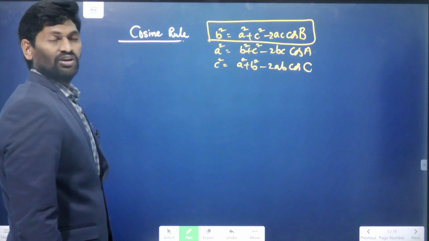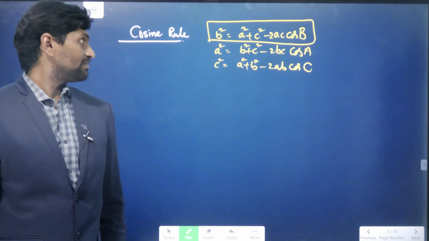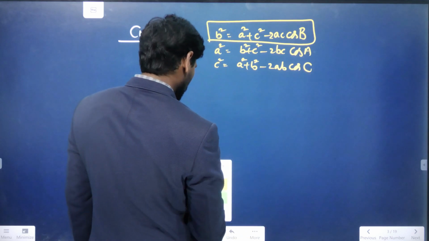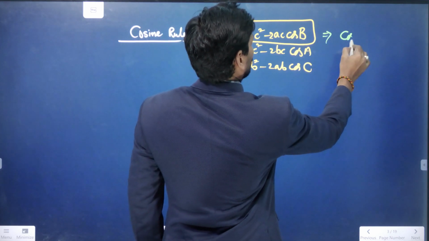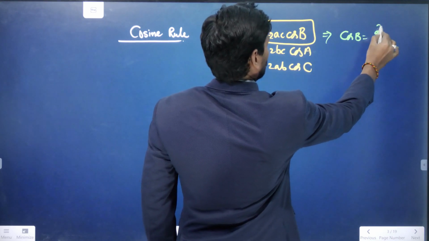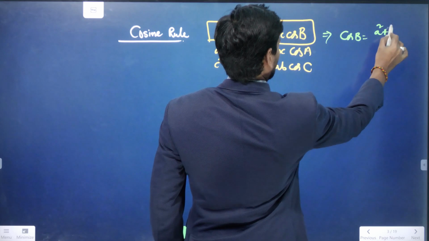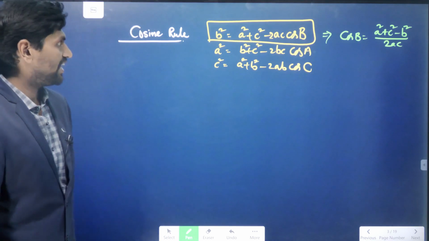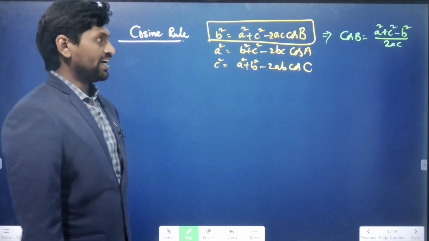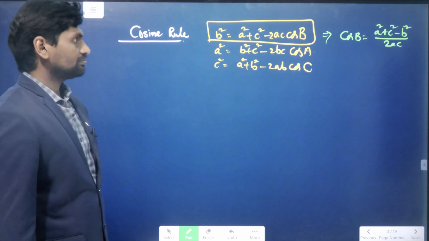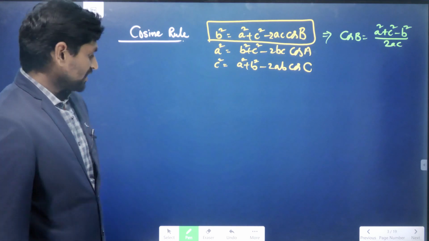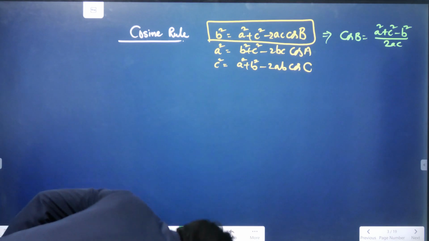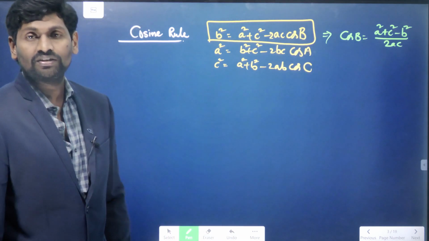Okay? b square equals a square plus c square minus 2ac cos B. Or else we can represent this as cos B equals a square plus c square minus b square by 2ac. Right. We don't need to derive this; we have to remember the formula for this.